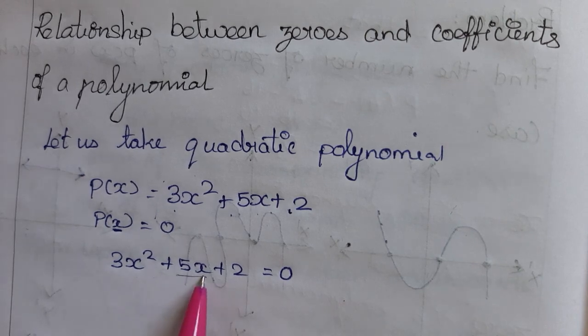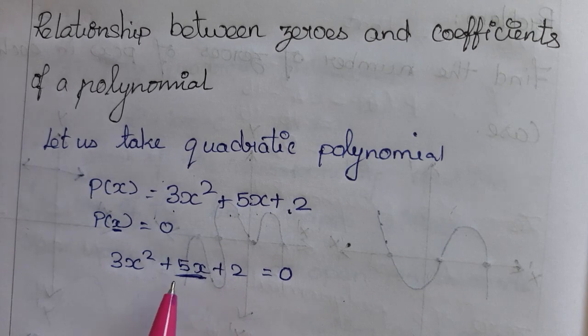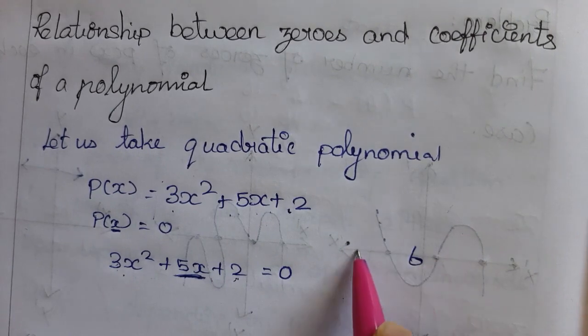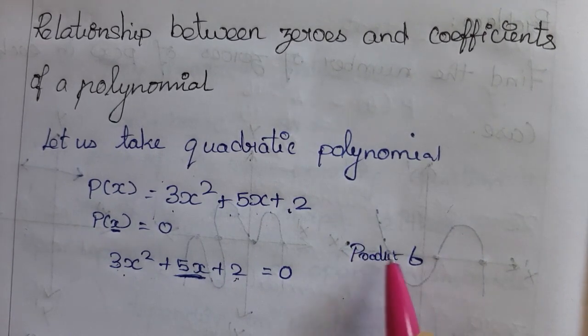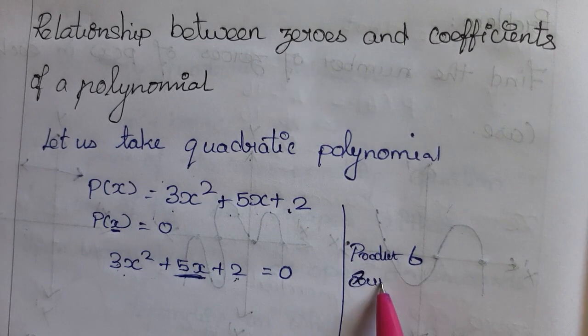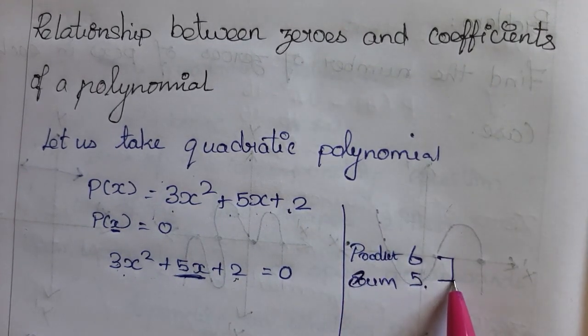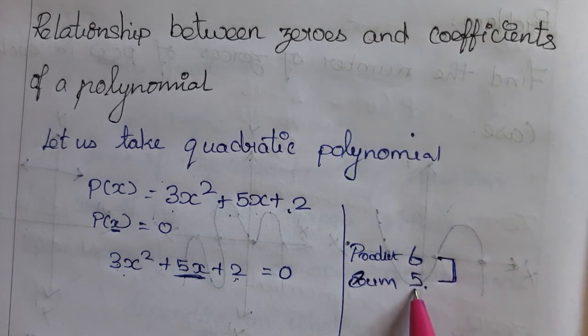By splitting the middle term, we have to split the middle term according to two conditions. The split terms must add up to 5x, and their product must equal the product of the coefficient of x square and the constant. What is the product of the coefficient of x square and constant? 3 twos are 6. So product should be 6 and sum should be 5, right? It should satisfy both the conditions.